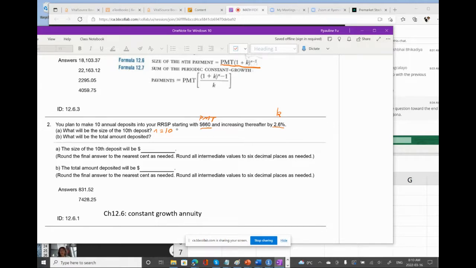So the answer would be for question A, the size of the 10th deposit. Use this formula. PMT times (1 plus K) raised to power N minus 1. PMT is $660 times (1 plus 2.6%) raised to power N minus 1. So it becomes raised to power 9.